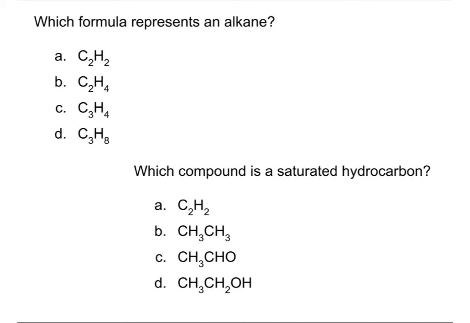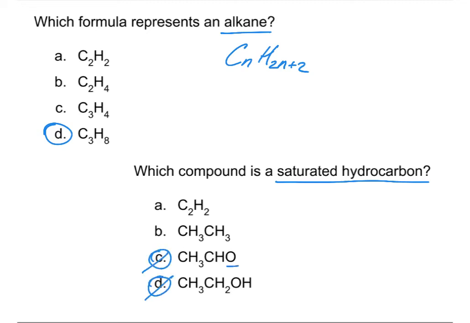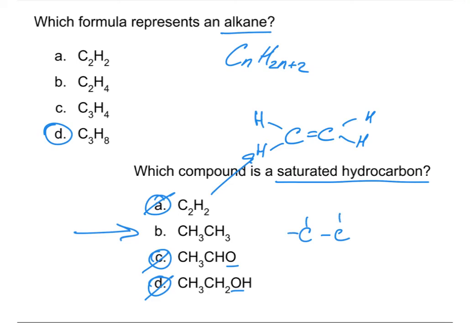A few sample problems. Which formula represents alkanes? The one that obeys the alkane formula, CnH2n plus 2. Answer D looks like a ticket. Which compound is a saturated hydrocarbon? Answers C and D are not even hydrocarbons since they contain oxygen. So we should be choosing between A and B. Judging from the number of hydrogens, A is an alkene, which means it contains a double bond. It is an unsaturated compound. Answer B is perfect. It is an alkane, and as such, it is a saturated molecule, as all alkanes are.